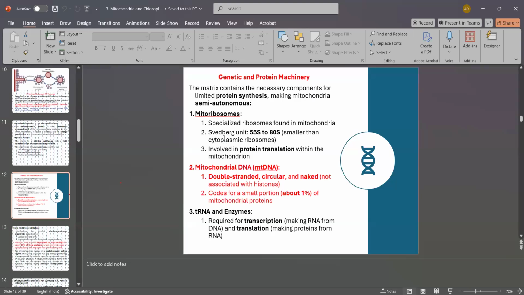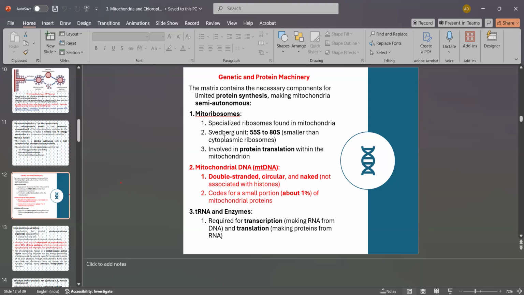It is also a genetic and protein machinery. The matrix contains the necessary components for limited protein synthesis, making mitochondria semi-autonomous. It contains a single thread-like structure of DNA, and ribosomes. Specialized ribosomes are found in mitochondria, with a Svedberg unit of 55S to 80S, smaller than cytoplasmic ribosomes. They are involved in protein translation within the mitochondria. The second is mitochondrial DNA, also called mtDNA. These two types of machinery are present in the matrix.